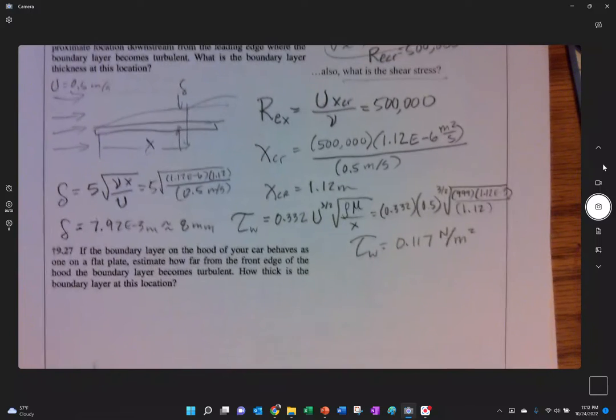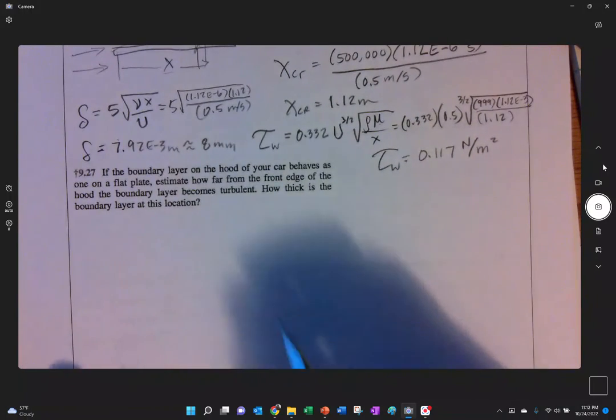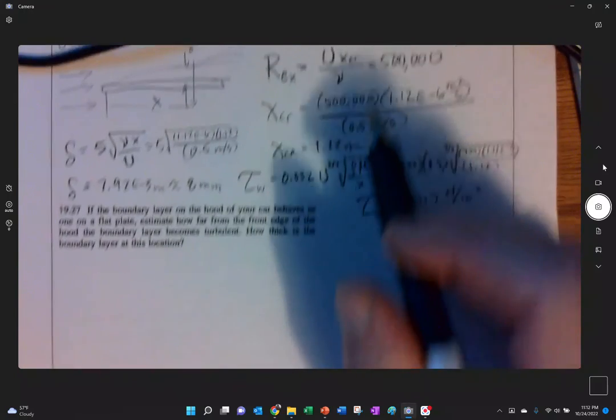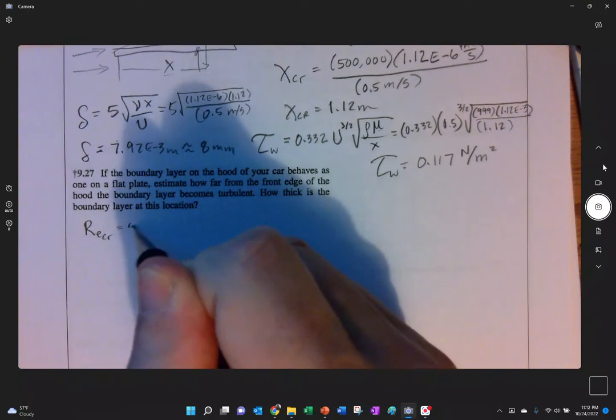And then lastly, we have the boundary layer on the hood of your car. It behaves like a flat plate. We want to estimate how far from the front edge of the hood the boundary layer becomes turbulent, right? So how far, and then how thick is it going to be at that location? Here's one. I'm going to use U.S. or British gravitational units for this. So I'm still going to use the critical Reynolds number of 500,000.